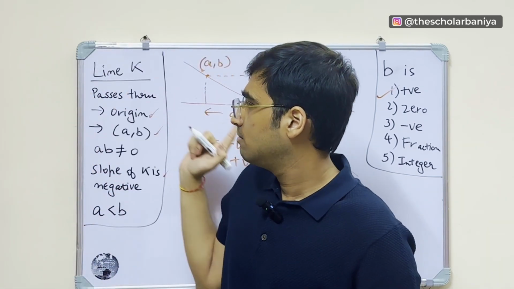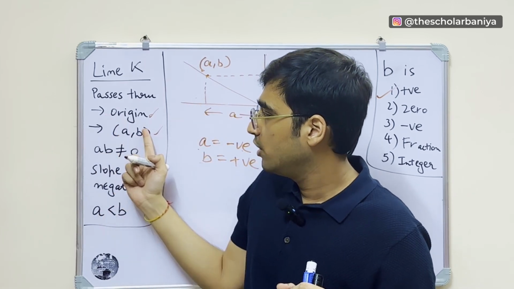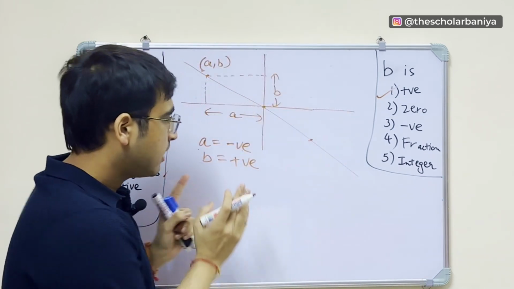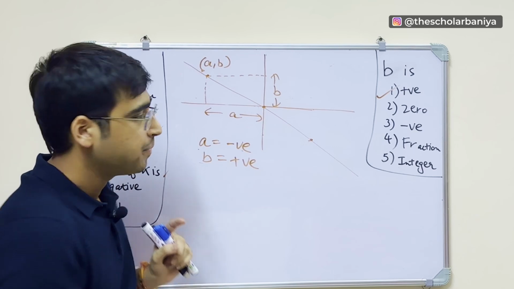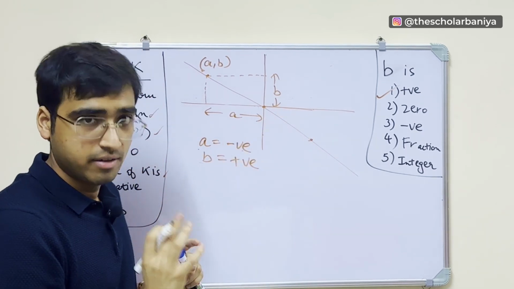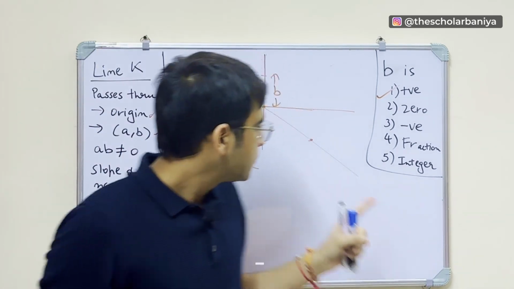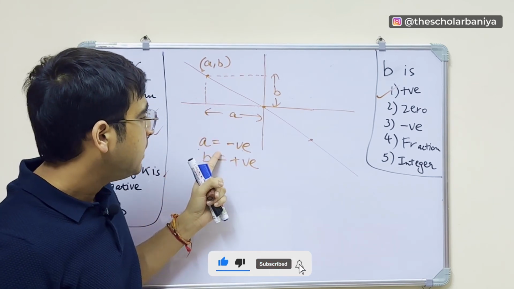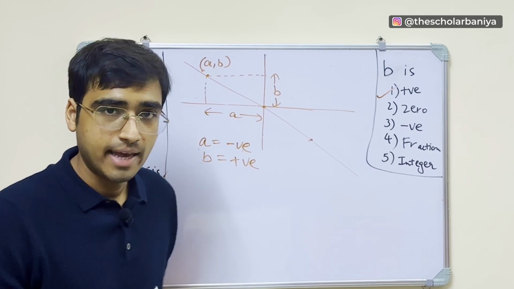First we visualize the line and we draw the line first, which passes through origin with a negative slope. But we also know that there are two possibilities. Either the point AB can be here or point AB can be here. If the point AB is here, then A is positive, B is negative, right? Which means A is greater than B. But we know that A is less than B, so this is not possible. This will be possible. In that case, A will be negative and B will be positive. So the answer becomes B is positive. I hope this should be clear.